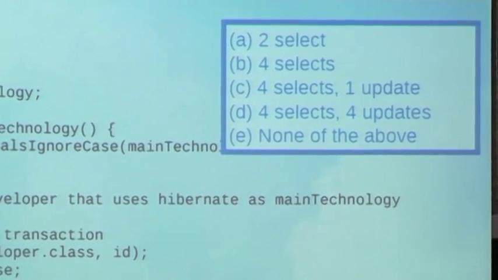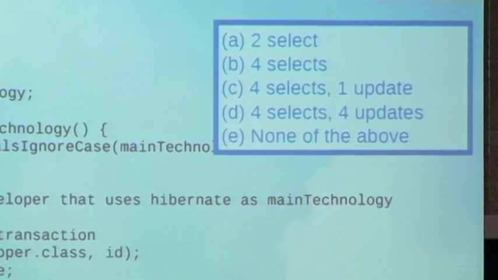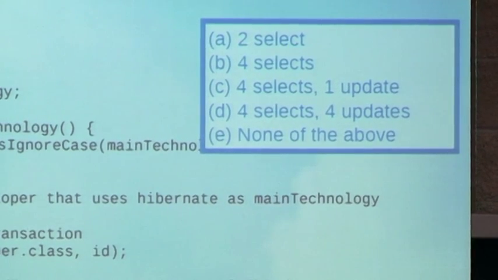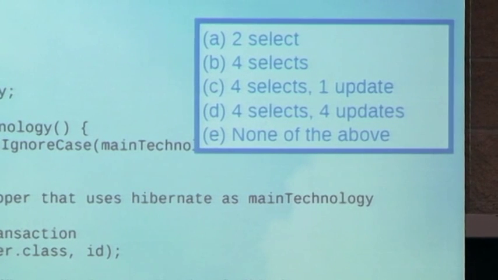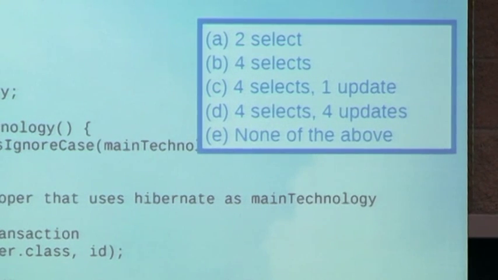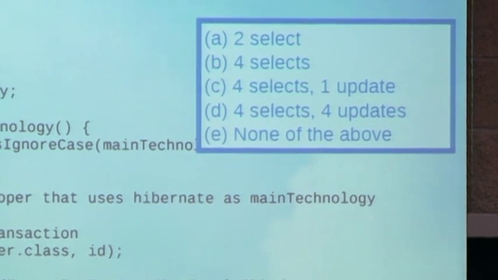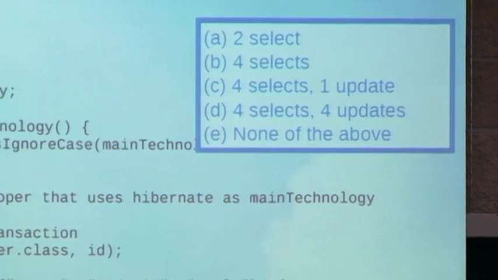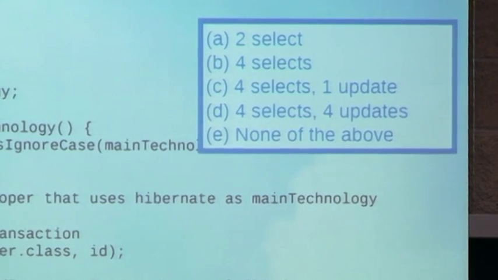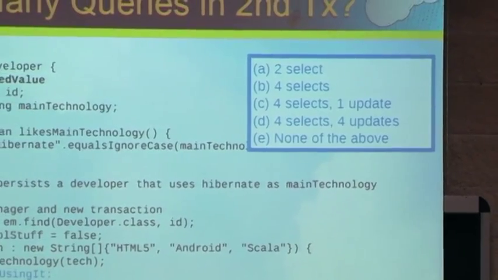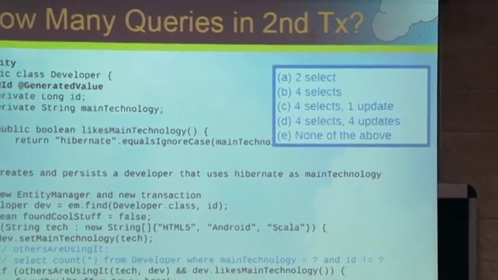So let's do a very quick analysis. It seems that we have one select to get the developer, and then we have 3 selects in every loop, right? One select in every loop, so in total 3 additional selects. So it would be B, 4 selects. What do you think?